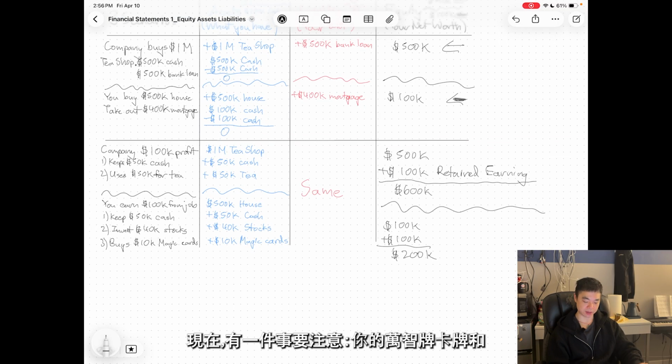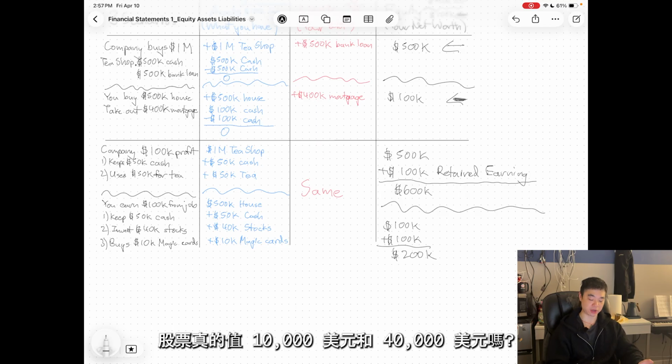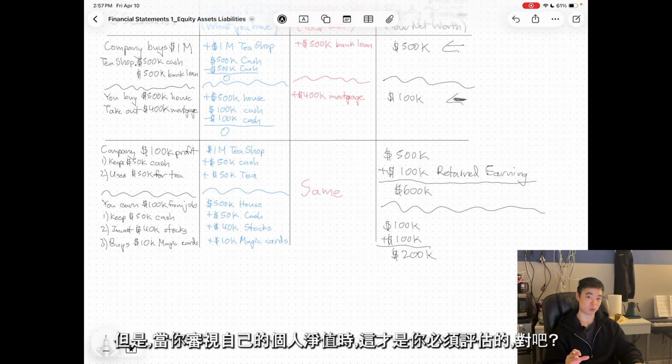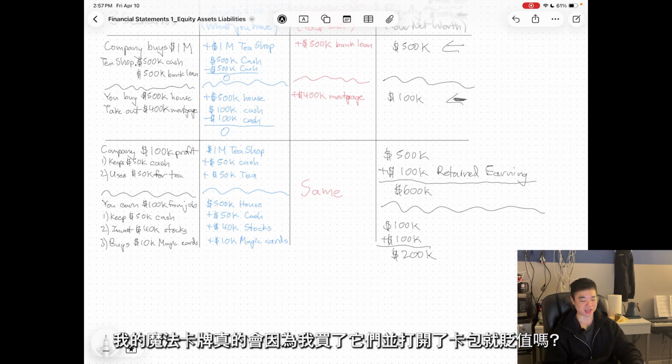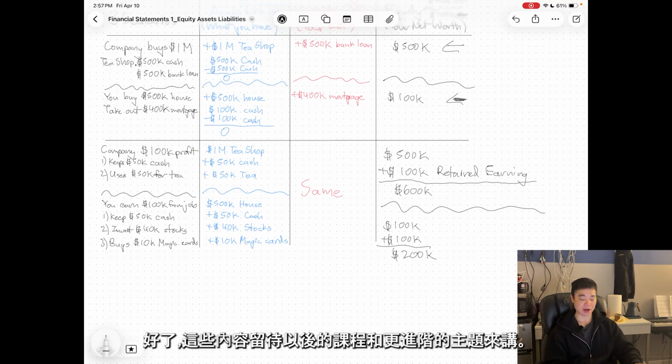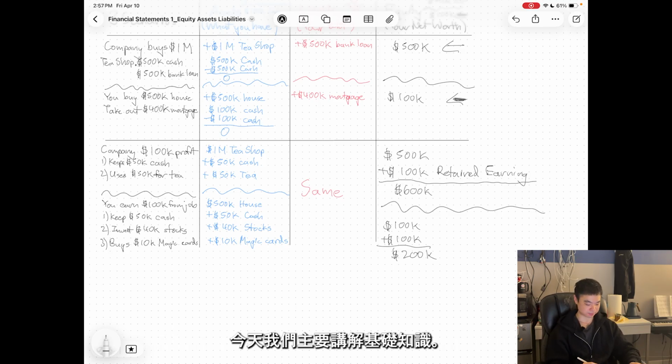Now, one thing to be wary of: are your Magic the Gathering cards and stocks really worth $10,000 and $40,000? Well, maybe not. Maybe they're worth more, maybe they're worth less. But when you look at your personal net worth, that's what you have to evaluate, right? Have my Magic cards really depreciated in value just because I bought them and opened the packs? Similarly, when we analyze a company and look at a company's equity and net worth, we also need to be careful how accounting measures what something is valued at. Now, that's for future lessons and more advanced topics. Today, we're going to focus on the basics.